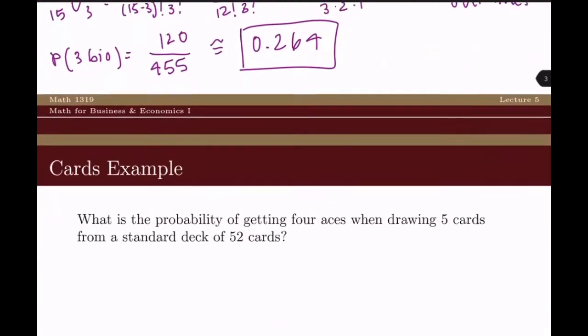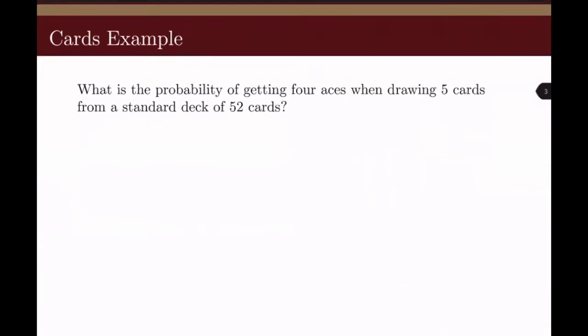Moving on. What is the probability of getting 4 aces when drawing 5 cards from a standard deck of 52 cards? The first thing we'll need to do to solve this problem is figure out how many 5-card hands exist. We know that we can't repeat cards because the same card cannot be dealt twice. There's only 1 of each card. But we also don't care about the order in which we are dealt cards. That makes this a combinations example.